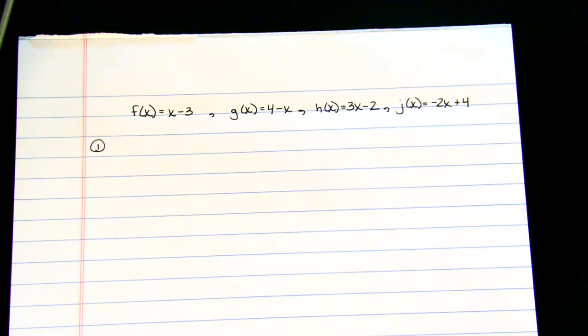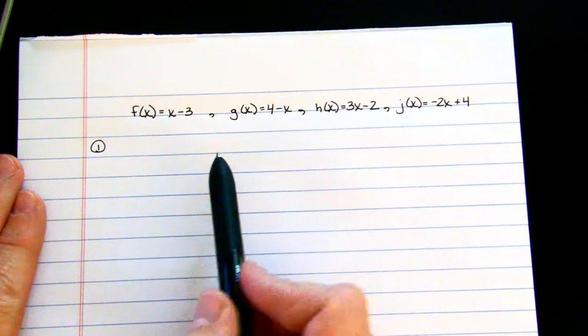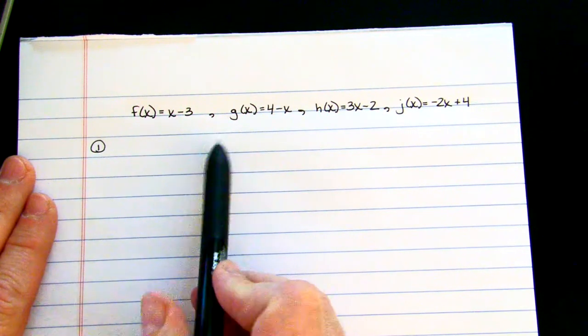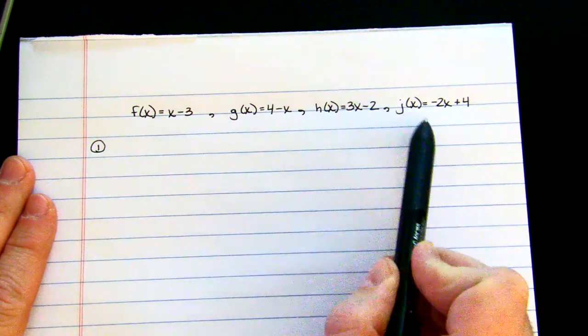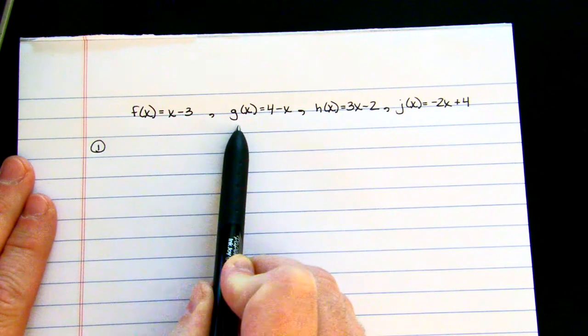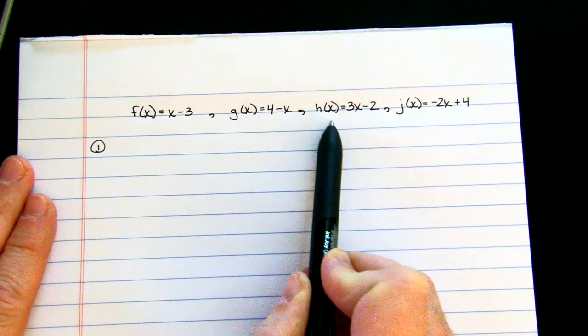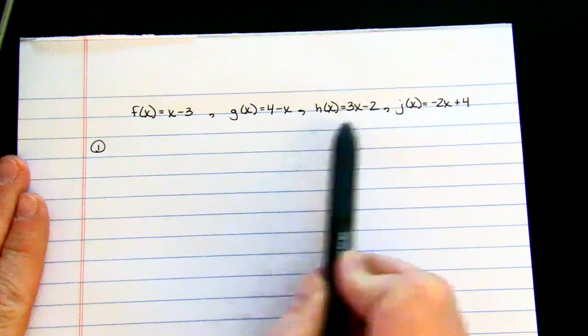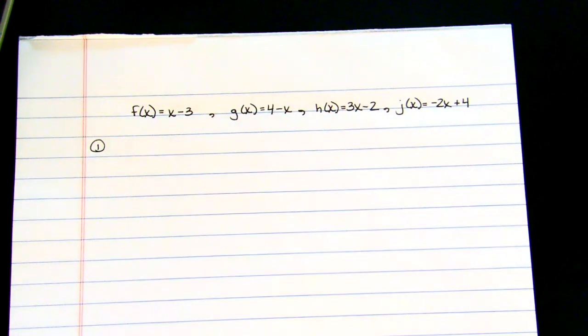Just because, again, this notation I think is a little bit tricky, and I want to make sure we're really good with this. So on a piece of paper, I'd like you to copy down these four functions. f of x equals x minus 3, g of x equals 4 minus x, h of x equals 3x minus 2, and j of x equals negative 2x plus 4. And I'll make the video pause so you can copy those down.